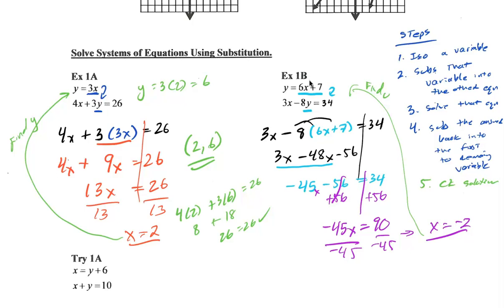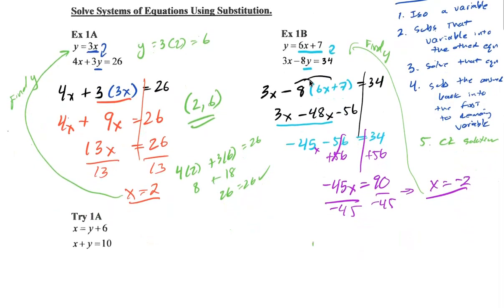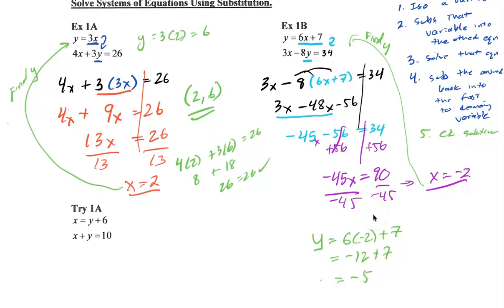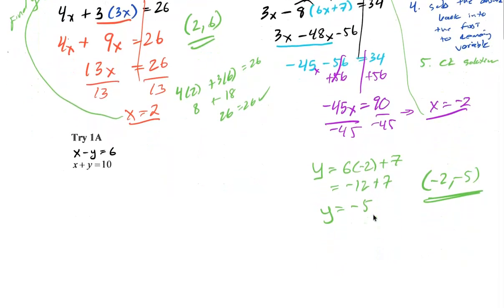Let's find y. So that's going to be y equals 6 times negative 2, that's what x is now, plus 7. So I get negative 12 plus 7. Remember, they are different signs, so we're going to subtract. So that's negative 5. Right, negative 12 plus 7 is negative 5. So our answer is (negative 2, negative 5). Okay, let's move on to the next one.